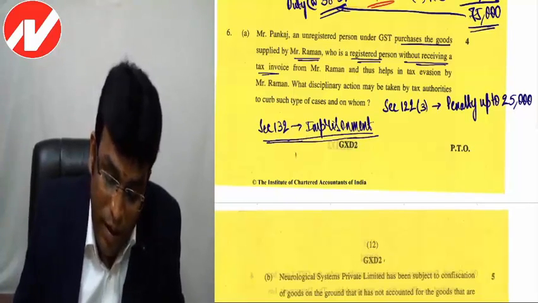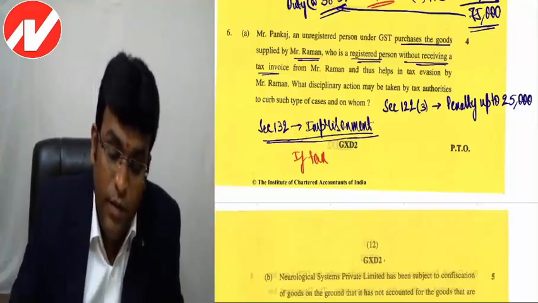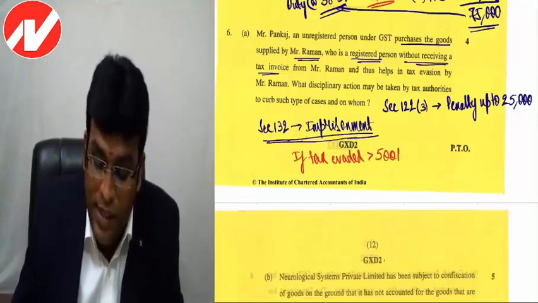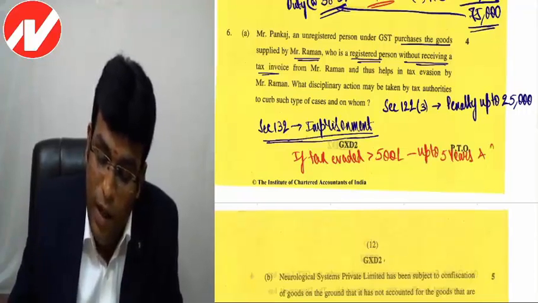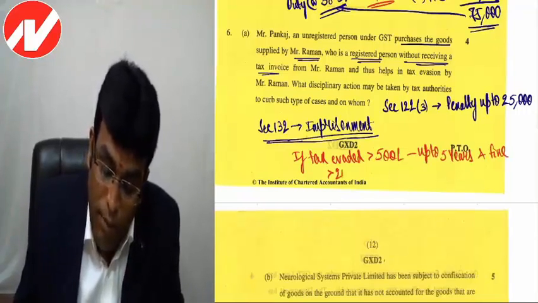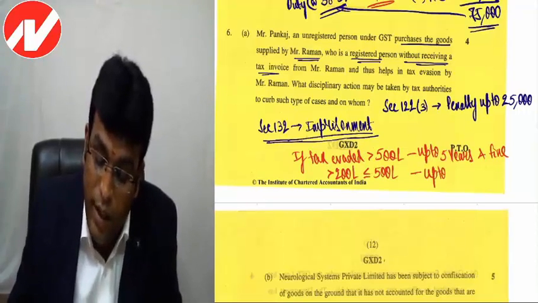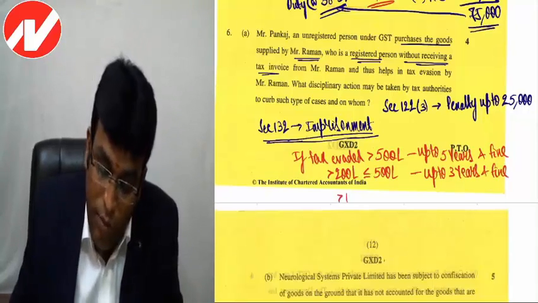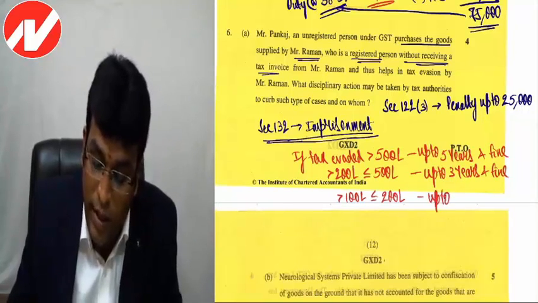Listen here. If tax evaded is more than 500 lakhs, then it is up to 5 years and fine. More than 200 lakhs, does not exceed 500 lakhs, then it's up to 3 years and fine. More than 100 lakhs, does not exceed 200 lakhs, then it's up to 1 year and fine.